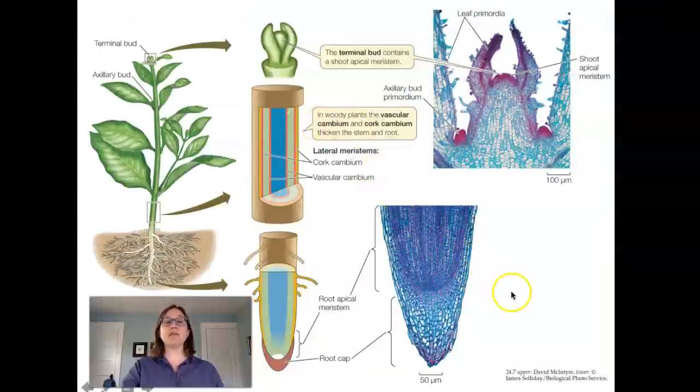So here's a complex diagram, which is pretty helpful in showing where the meristems are on a typical vascular plant. So here we have a typical vascular plant. It has a stem, it has leaves on the stem, it has roots, and I want you to see here that the terminal bud, when you blow it up here, has an area of cells right at the tip, which is the apical meristem, and then that, when you look at it under a microscope, actually looks more like this. So these are your leaf primordia, and the apical meristem is right here.